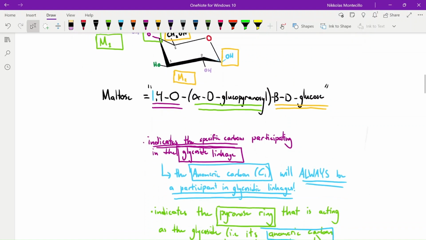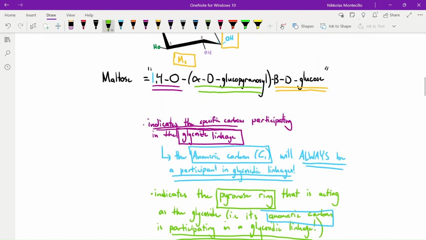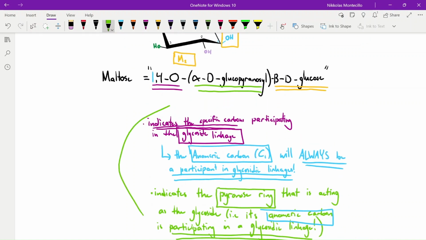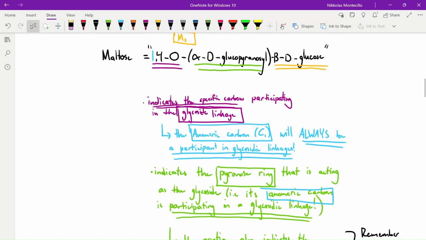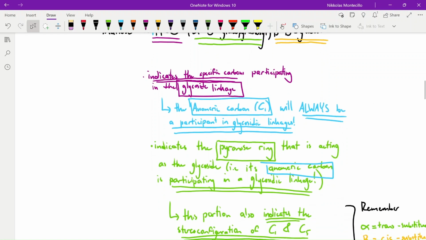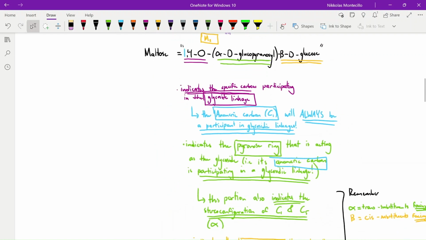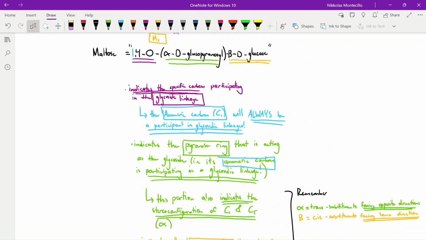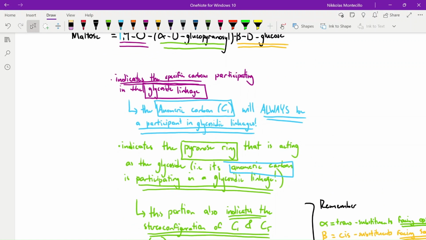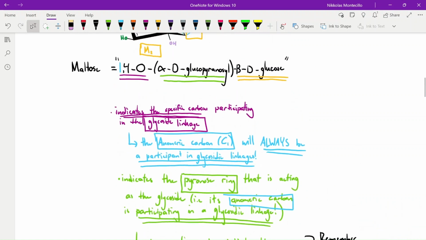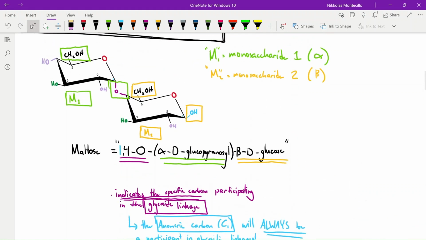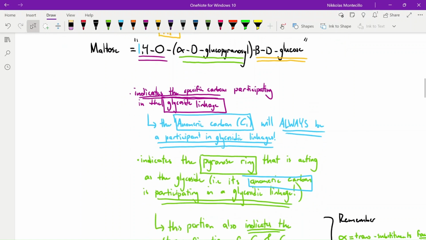Now, in green text, we can see here that the name indicates that the pyranose ring is acting as the glycoside. In essence, its anomeric carbon is participating in a glycosidic linkage, right? And we can see that this portion of the name also indicates the stereo configuration of C1 and C5. So we can see that the stereo configuration of C1 and C5 are alpha.